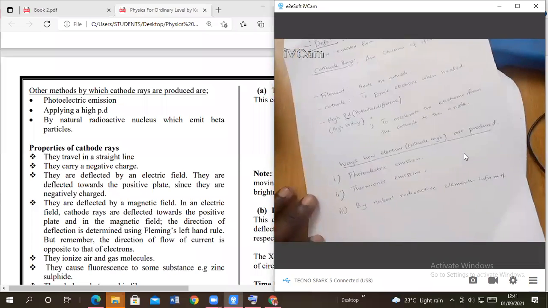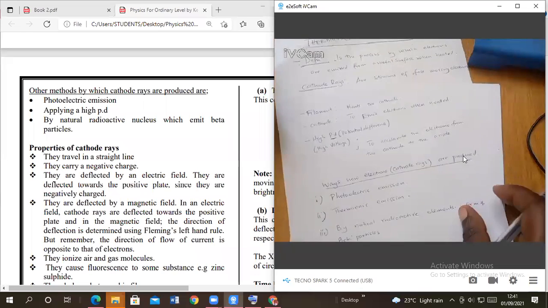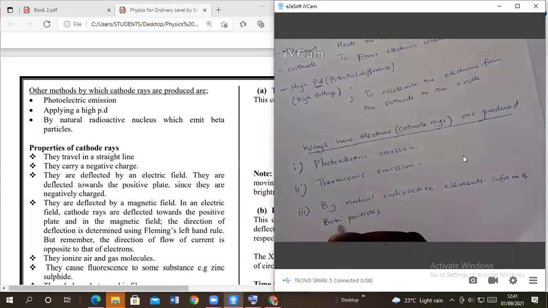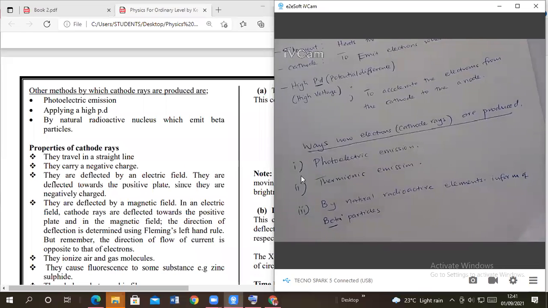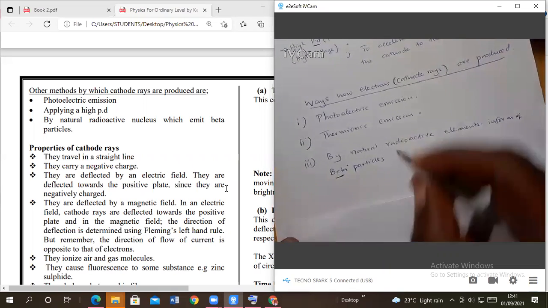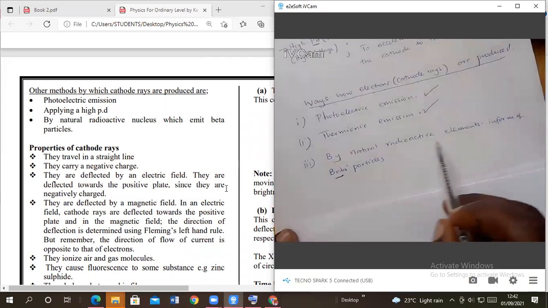In the form of beta particles. We shall see this later on. They are called beta particles. So we shall see later on what beta particles are. But you should know that they are negatively charged. They are like electrons, or they are electrons. Okay, so three ways: by photoelectric effect, by thermionic emission, and by natural radioactive elements.